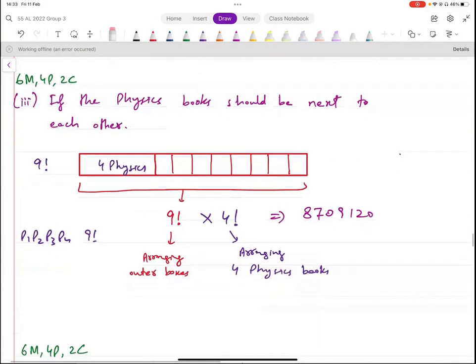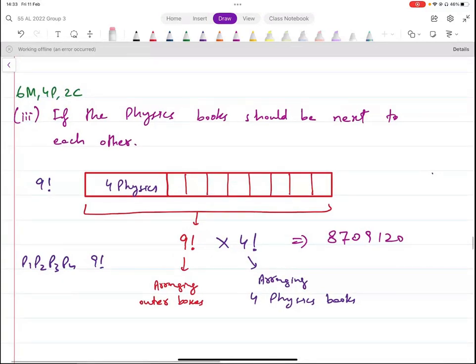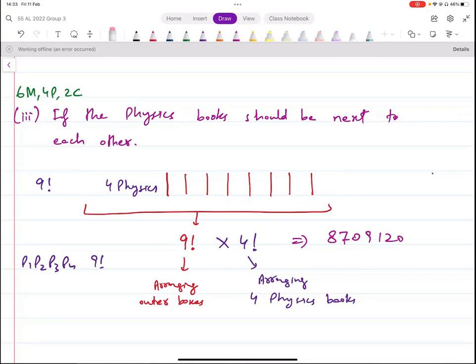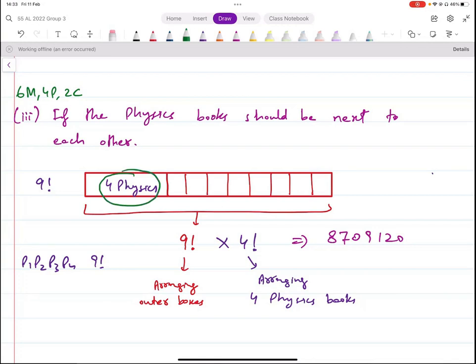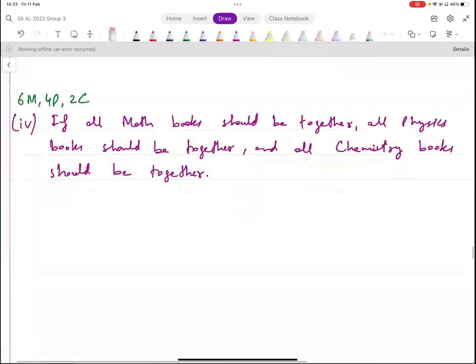Similarly, if you had more than 2 objects in a single box, then the number of arrangements for what is inside the box depends on the number of objects inside that single box. For example, here we wanted to keep the physics books together, and since there are 4 books, their arrangements are 4 factorial. So 9 factorial was the total number of outer boxes, multiplied by 4 factorial, and we got the number of ways for this. So we discussed all these things in the morning today. Okay.